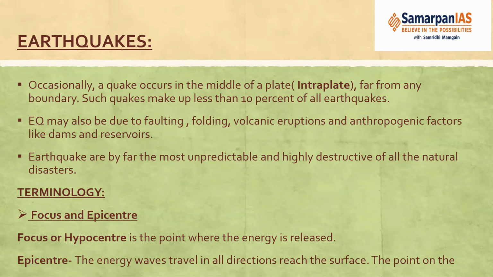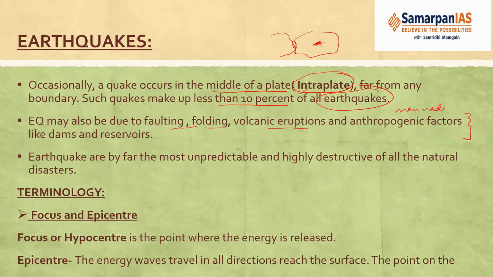We have seen how earthquakes occur, and most of them occur on the boundaries or interaction of the tectonic plates. But an earthquake can also occur in the middle of a plate, which is known as intraplate. Such earthquakes make up less than 10% of all earthquakes. Then other factors I have already told you: faulting, folding, volcanic eruptions, or some man-made factors, which are known as anthropogenic factors, like building of dams or reservoirs, or blasting of a mountain or hill. That can also lead to earthquakes.